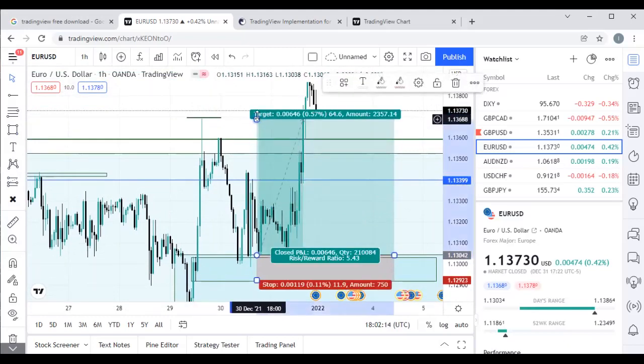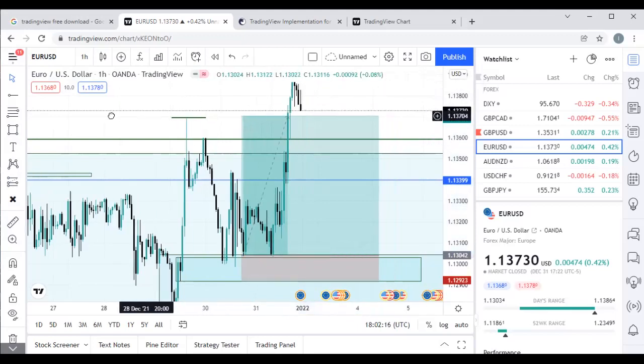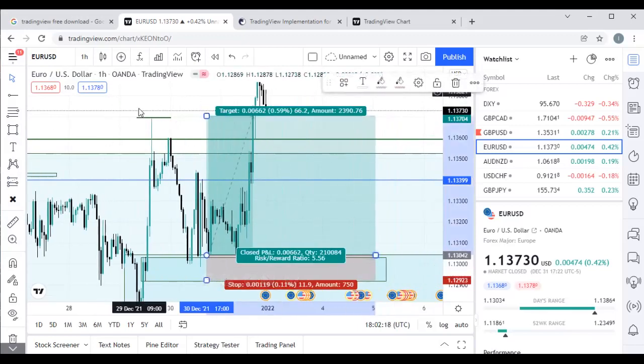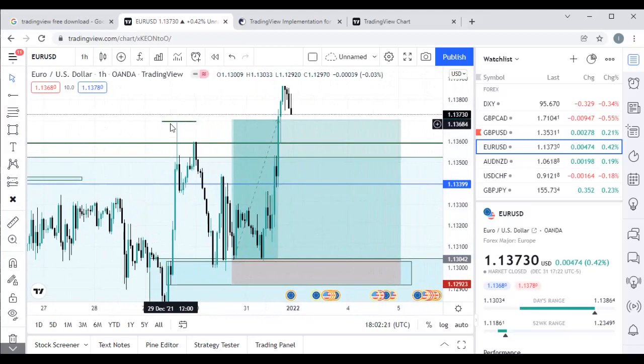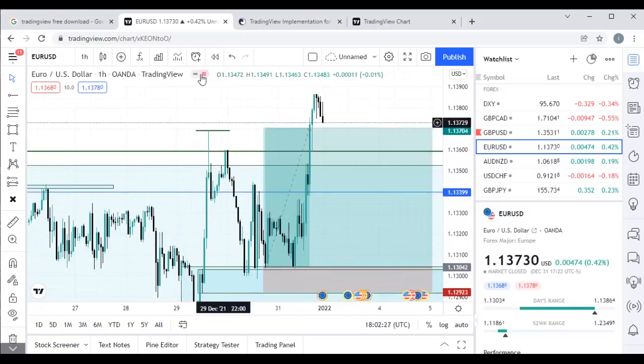My TP was around the previous day's high, which was actually this particular region. Yes, so this was my TP. So once price hit my TP, I was out of the trade. Right. So you can see the steps that I took to take the trade.